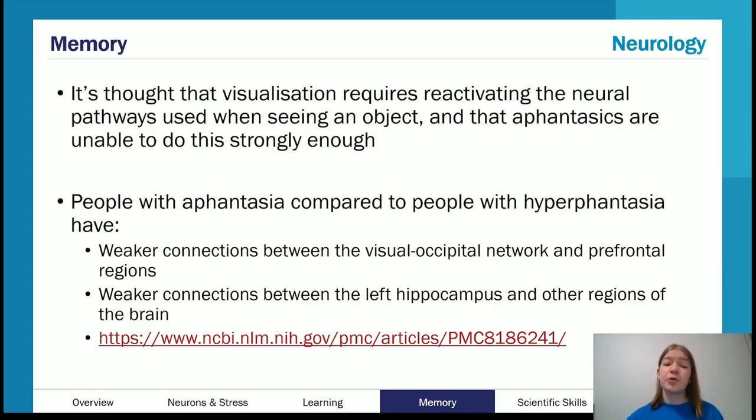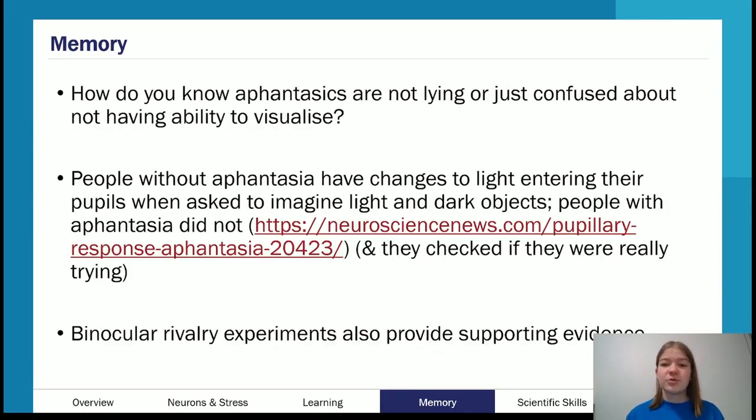And they found that people with aphantasia, compared to those with hyperphantasia, had weaker connections between their visual occipital network and the prefrontal regions, and weaker connections from the left hippocampus to other areas of the brain. So it might be that there's a neurological basis behind this. Of course, this is correlational, right? So we don't know if it's that people with aphantasia, because they have it, are using these connections less, or they have these weaker connections and therefore they have aphantasia. So we don't really know the direction there.